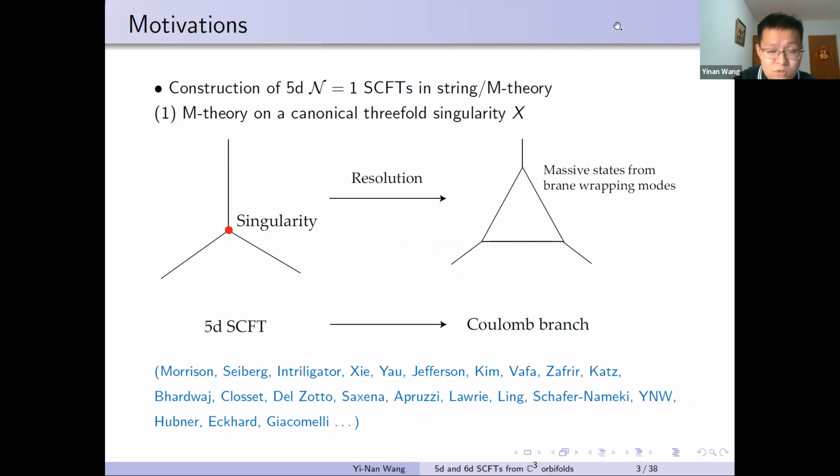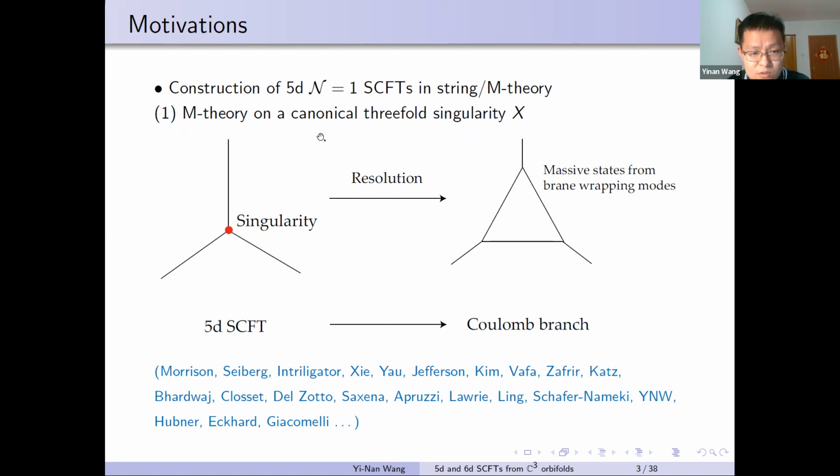So as we know, roughly speaking, there are two different ways to construct 5D N=1 SCFTs in the framework of string M theory. The first thing is to put the 11-dimensional M theory on a canonical threefold singularity we call X. And so on the geometric picture on the left, we just have a singularity at the origin, and we don't have any scale parameter in this geometry. So these are the extra dimensional geometry.